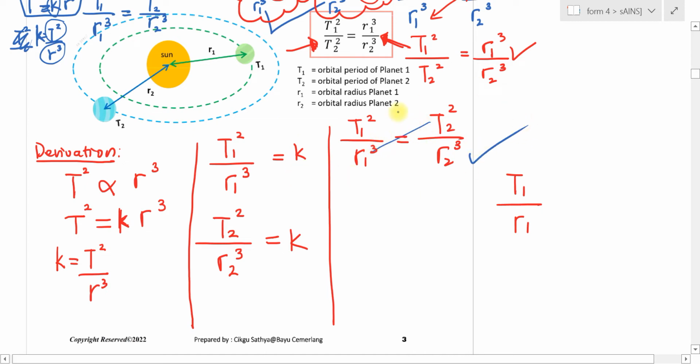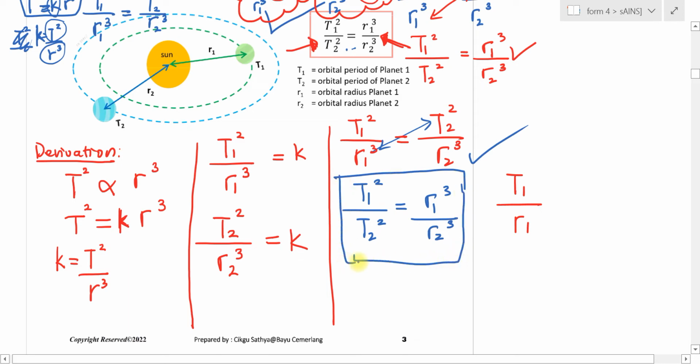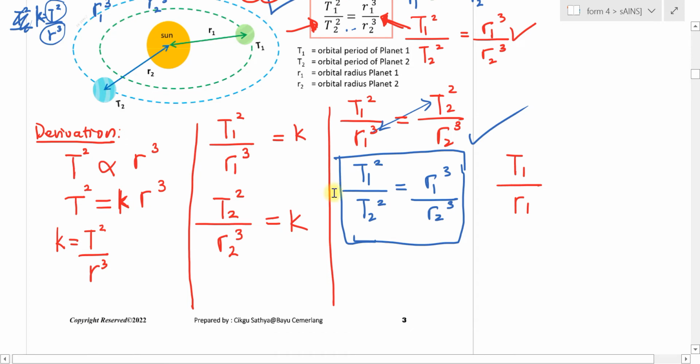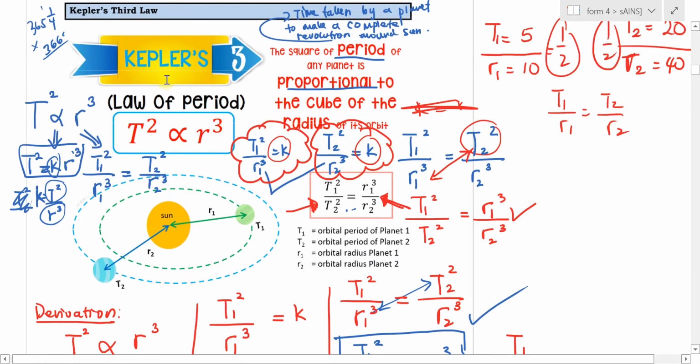So I want to tell you how they get this equation. I switch places between these two, so this formula is obtained. Now can you understand better? Okay. Have you copied it? Okay. Let's move on to the next one. You must understand this formula first. Now we just know Kepler's third law, that means the law of period.